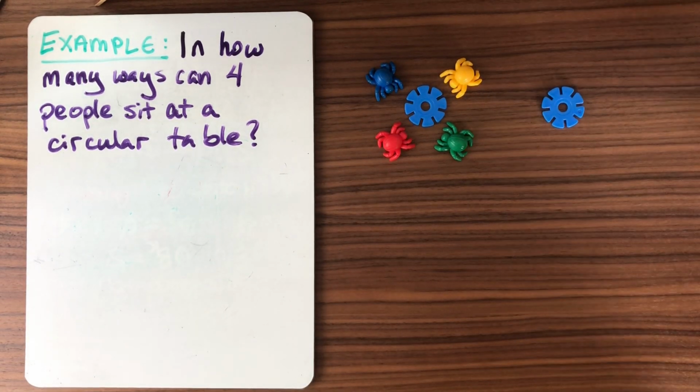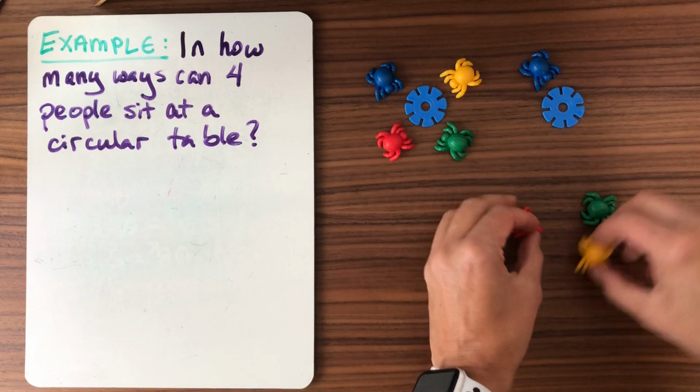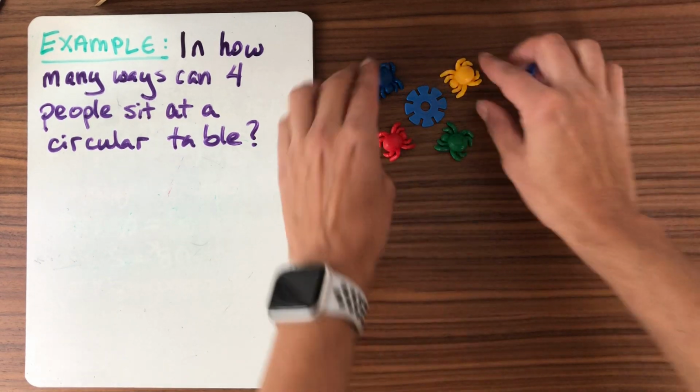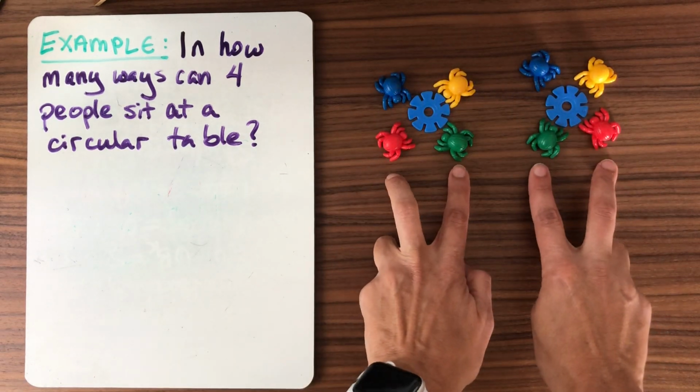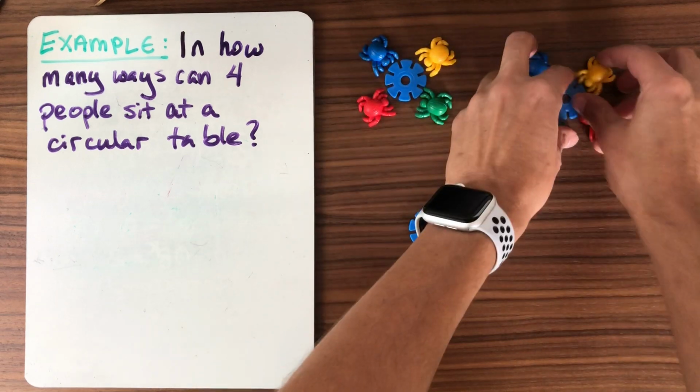Well, I could take a different table and I could bring some more spiders along. And let's see, I want to make sure that I line it up so I can see that things are different. How about I do it like this? This is a different way that they're sitting. I can tell because these guys are the same, but look, these guys swapped positions. So let me see what else I can do. So I've got at least 2, right?